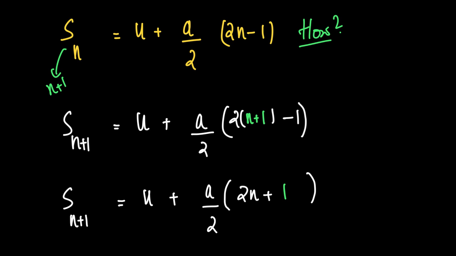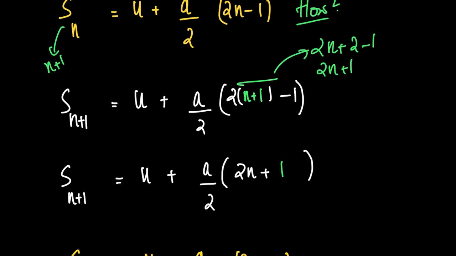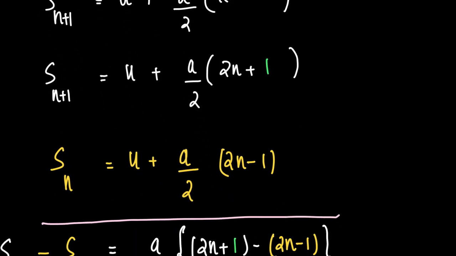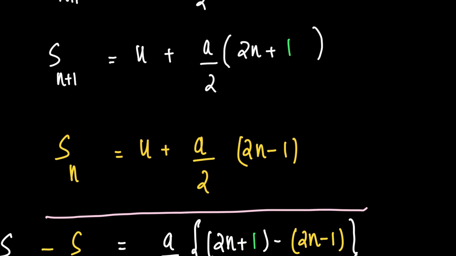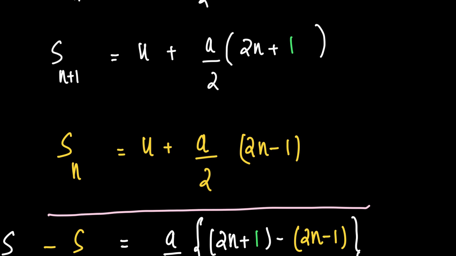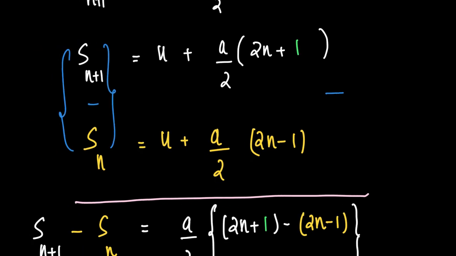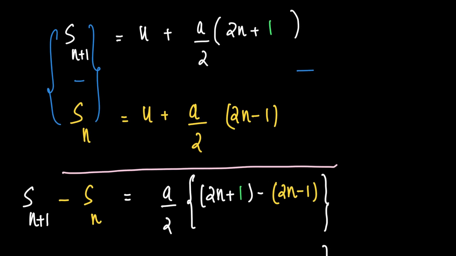Let me just check this. So we have 2n plus 2 minus 1, which is equal to 2n plus 1. Right? This expansion over here. And therefore, Sn plus 1 is equal to u plus a by 2 into 2n plus 1. Now, what is Sn? Sn is equal to u plus a by 2 into 2n minus 1. Right? Now, we will subtract these two equations. So the LHS becomes Sn plus 1 minus Sn.